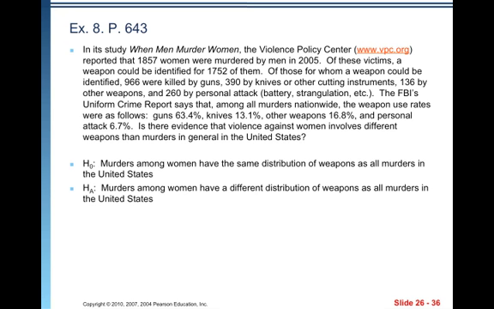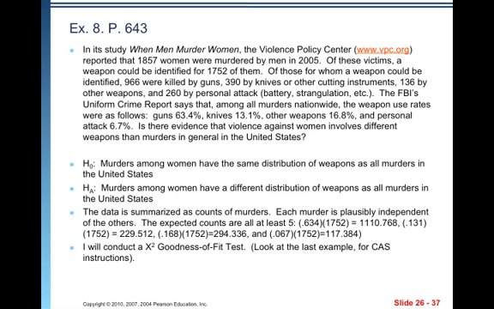So our null hypothesis states murders among women had the same distribution of weapons as murders in the United States, so that there's no significant difference between our observed distribution of weapons for women versus our expected distribution of weapons used against women. So our alternative is murders among women have a different distribution of weapons than all murders in the United States, so that that distribution is not a good fit.